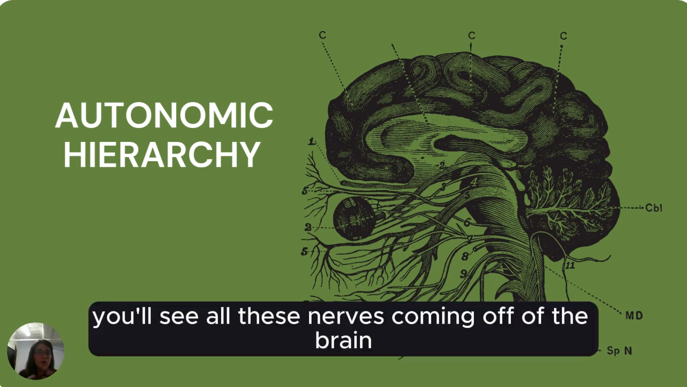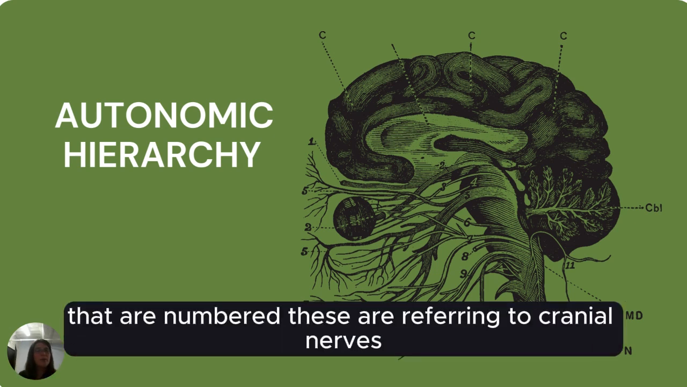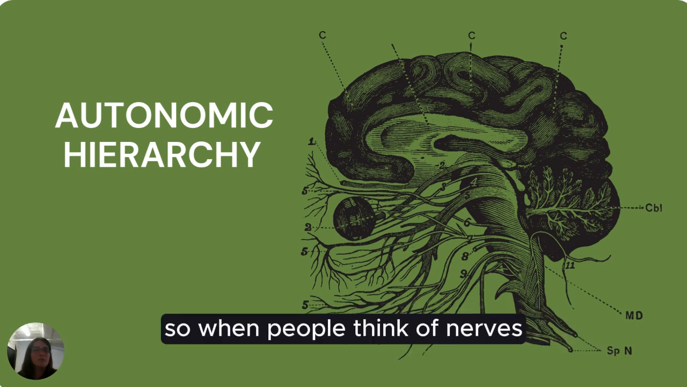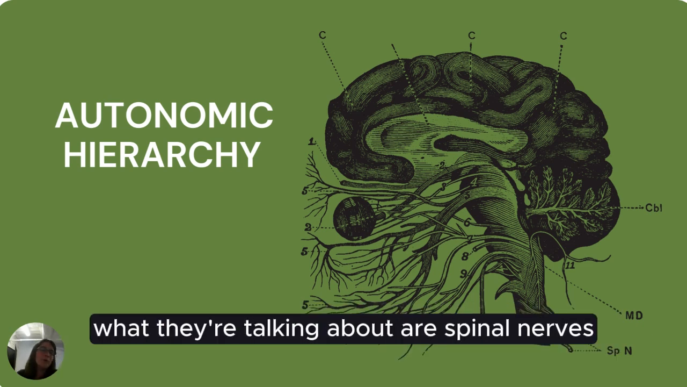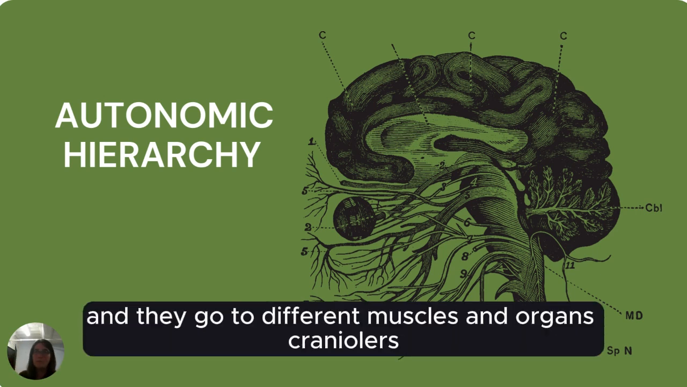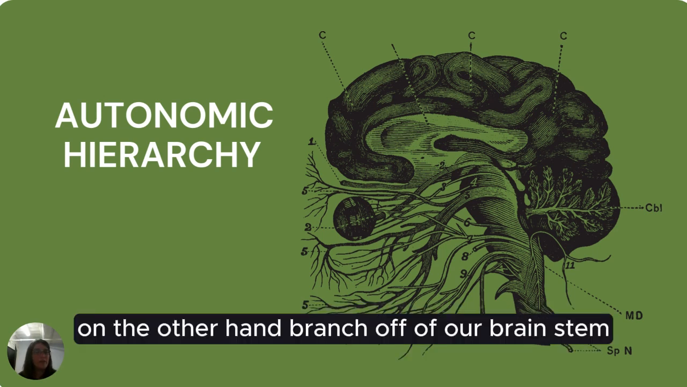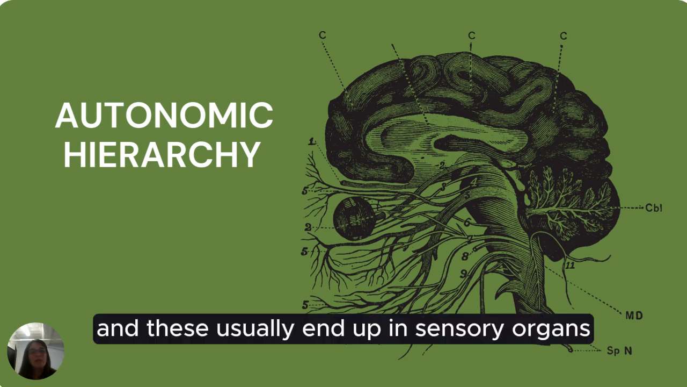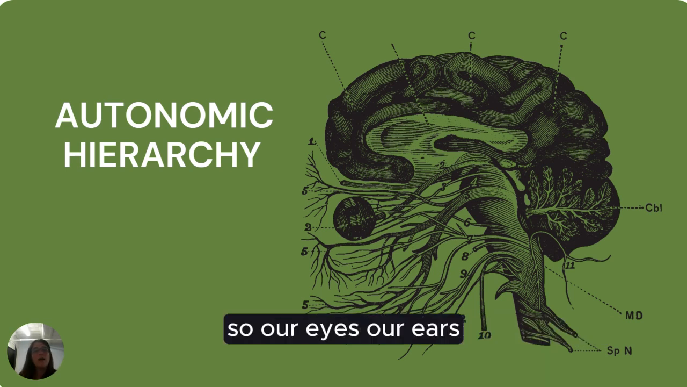You'll see all these nerves coming off of the brain that are numbered. These are referring to cranial nerves. So when people think of nerves or they say they have a pinched nerve, what they're talking about are spinal nerves. And spinal nerves are different where they branch off of our spinal cord and they go to different muscles and organs. Cranial nerves, on the other hand, branch off of our brainstem. And these usually end up in sensory organs. So our eyes, our ears, our nose, our mouth.